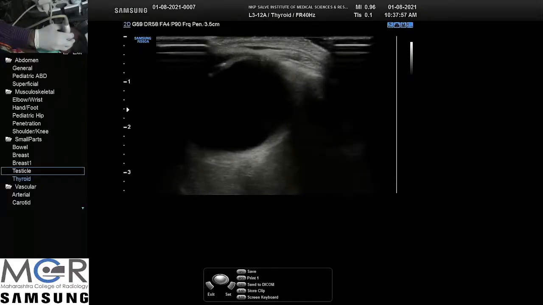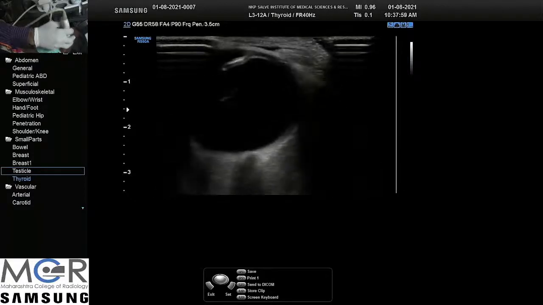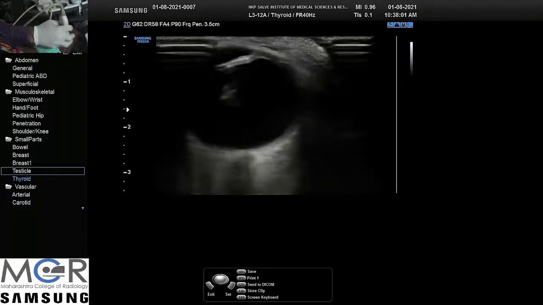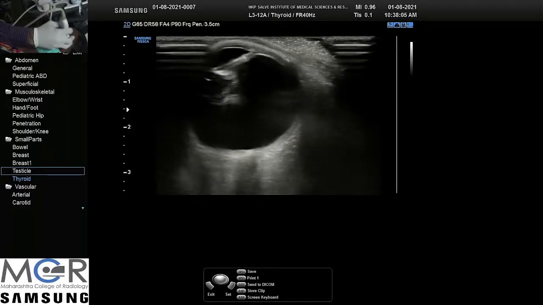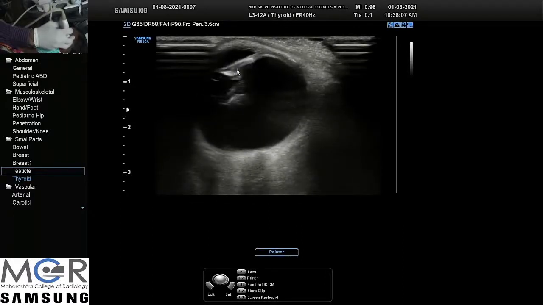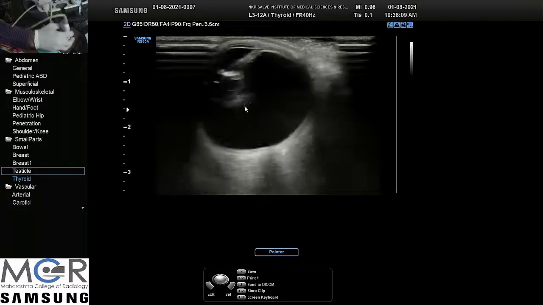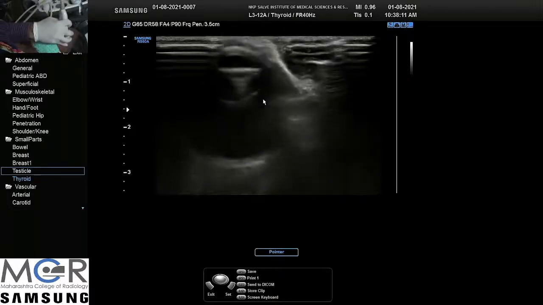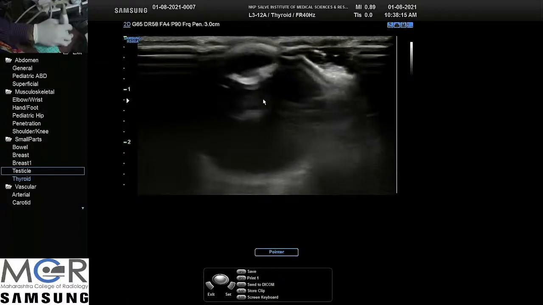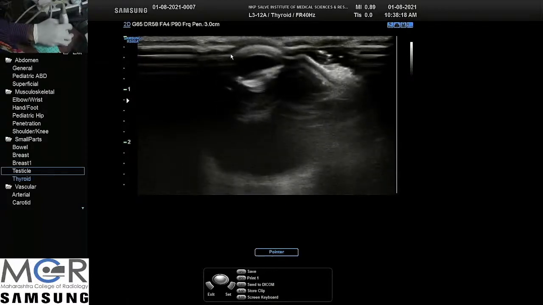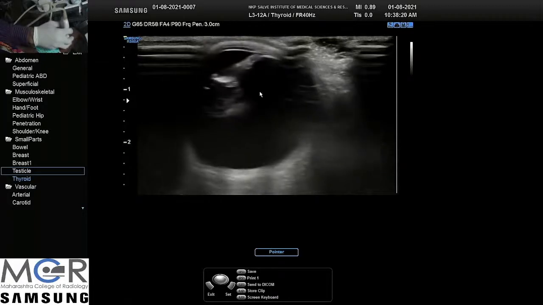We'll use normal settings first. Try to see what is the abnormality there. She has been operated, so there is an IOL here. You can see those reverberations. Anterior chamber apparently looks normal.